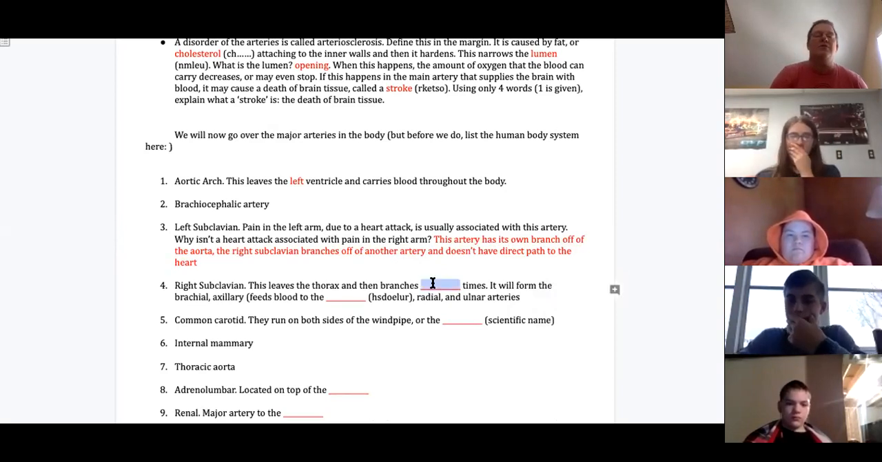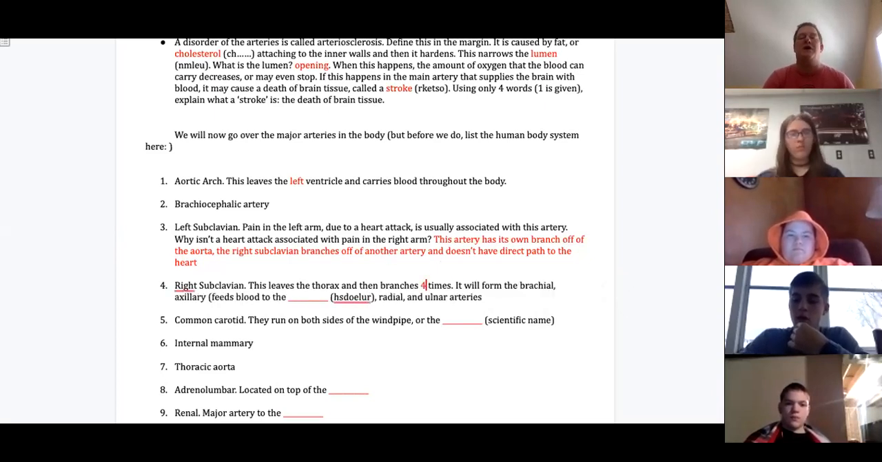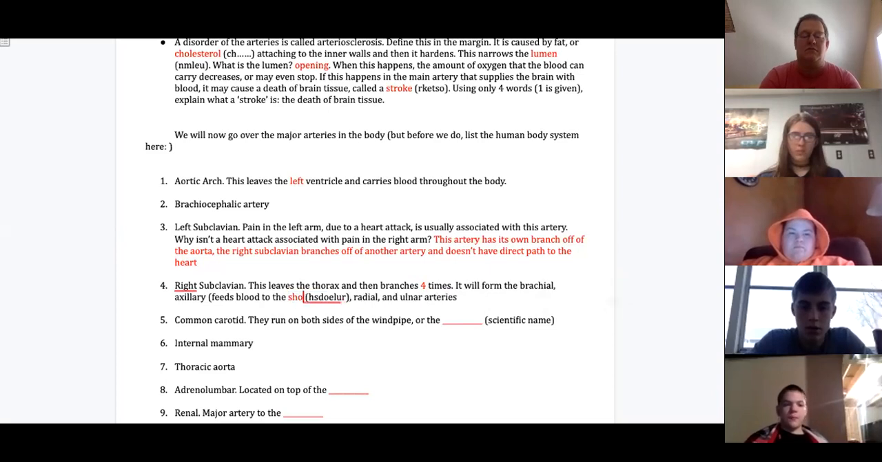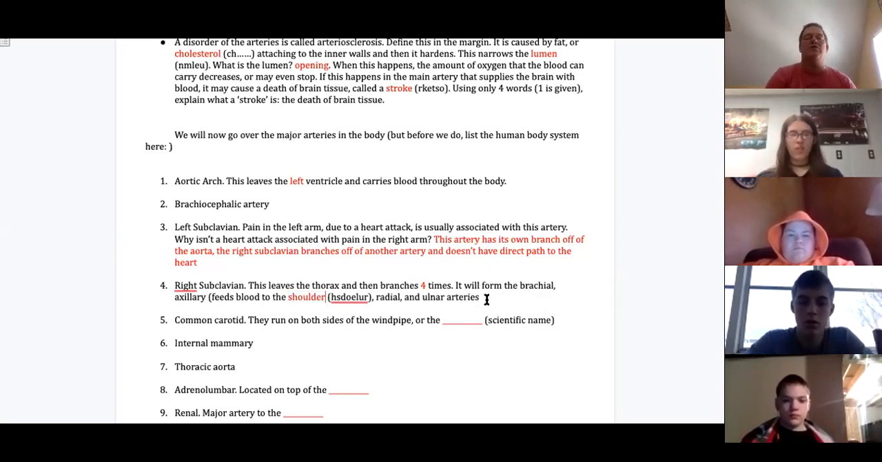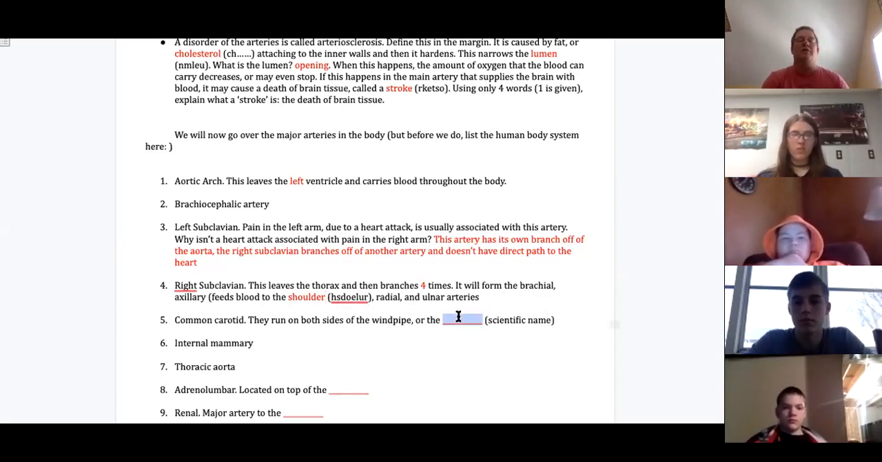Okay, so the right subclavian, this leaves the thorax and then branches actually 4 times. It will form the brachial, the axillary, which feeds blood to the shoulder, the radial artery and the ulnar artery. So it's all focused in on the arm.